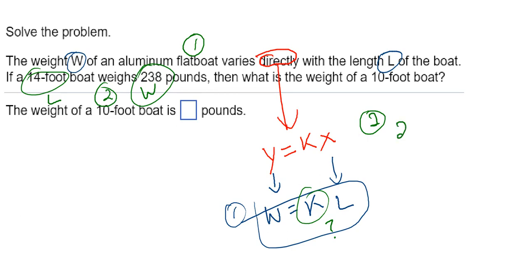So we're going to plug in 238 for w equals k times L, which is 14. And now I'm going to solve for k, and I'll find out what k is. Divide by 14 on both sides.